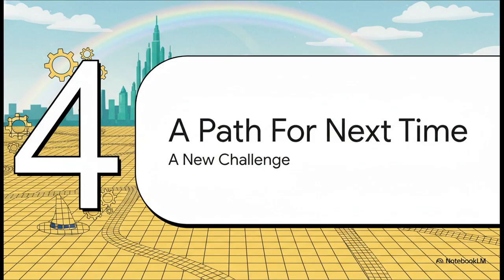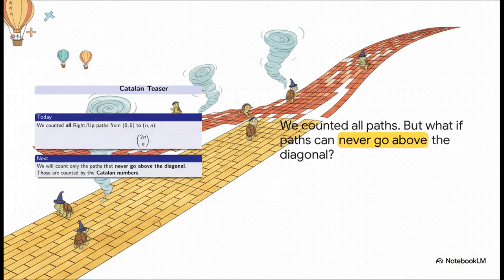But what happens when we make the turtle's journey just a little bit harder? Today, we counted every single possible path from corner to corner. But what if we add one more rule to the game? The turtle is not allowed to cross above the main diagonal of the grid. Suddenly, a whole bunch of our 252 paths are now invalid. So, how many are left? Well, answering that question leads us to a really famous sequence in mathematics called the Catalan numbers. But that's a story for another time.